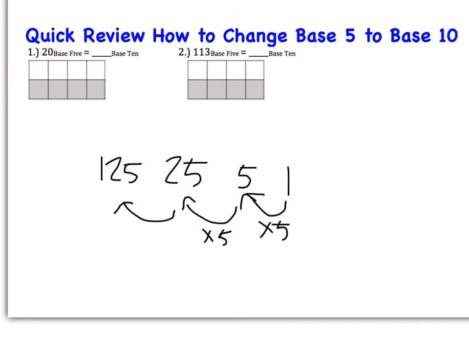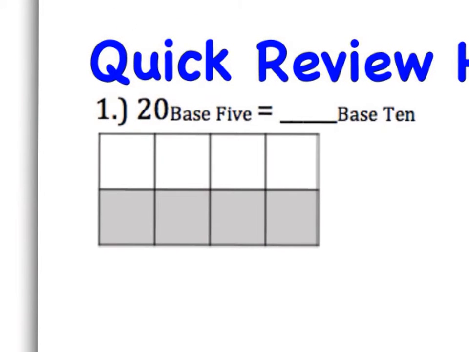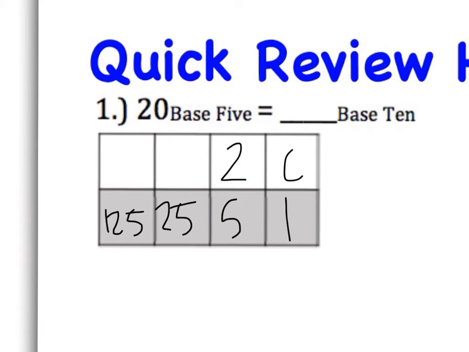I'm going to go ahead and zoom in. So I'm going to take my 1, my 5, my 25, and 125 that I just figured out. Now I'm going to take my 2, 0 from my base 5, and I'm going to place it on the top. Since I know I need to multiply, I'm going to go up and down.